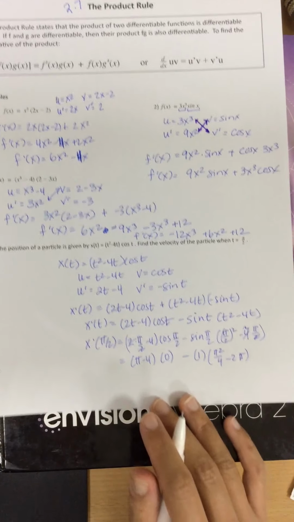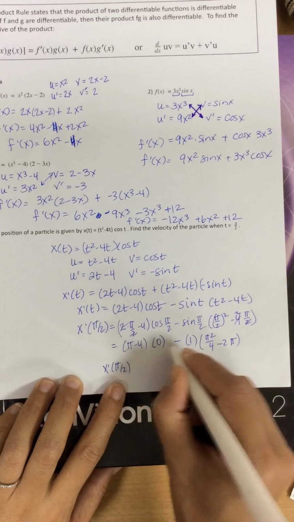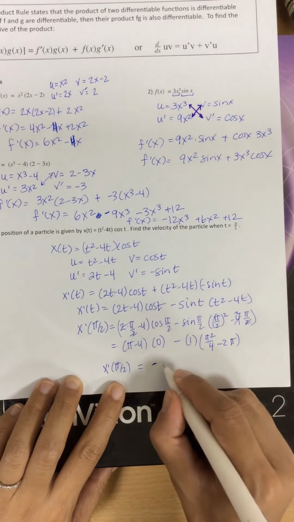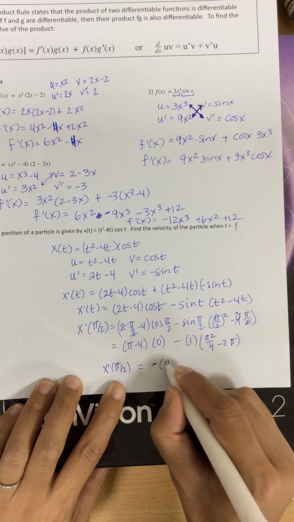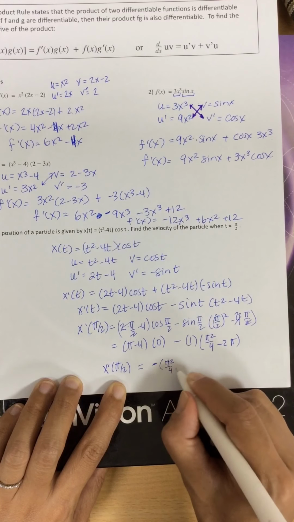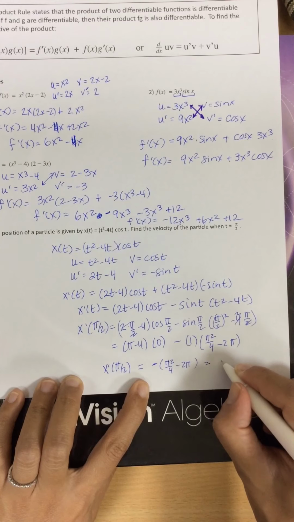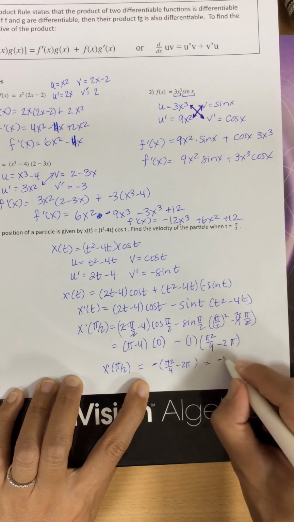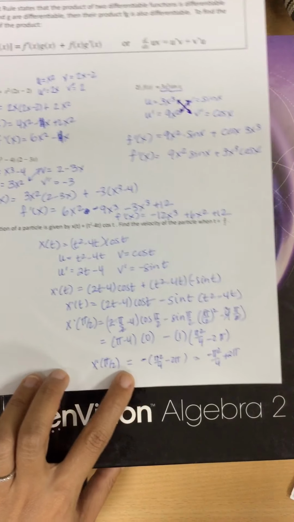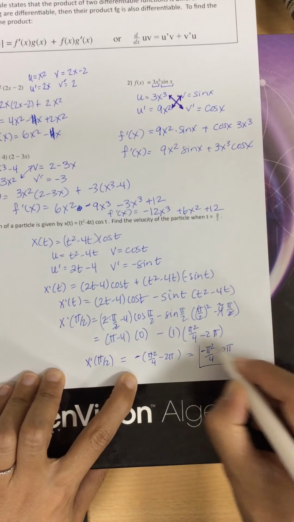So now if I simplify all of this, x prime of pi over 2, this whole thing goes to 0, so that's gone. It equals negative pi squared over 4 minus 2 pi, which means, let's rewrite it as negative pi squared over 4 plus 2 pi. Well, let's just leave it as that, okay? So x prime of pi over 2 is equal to this.